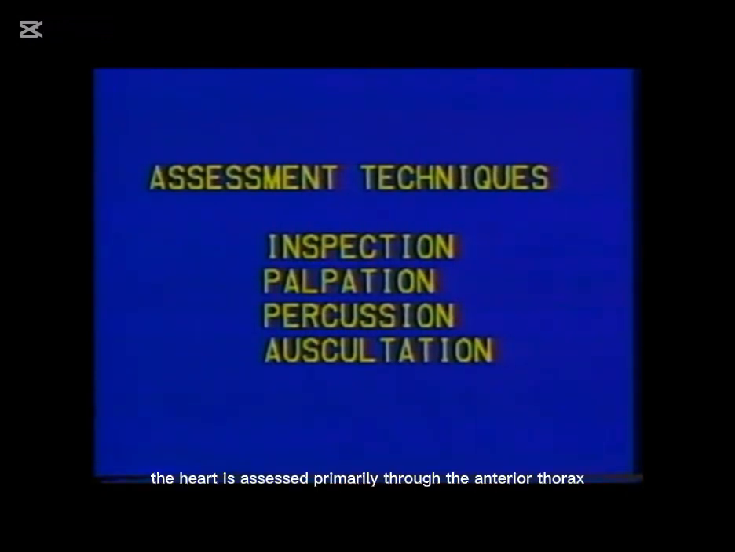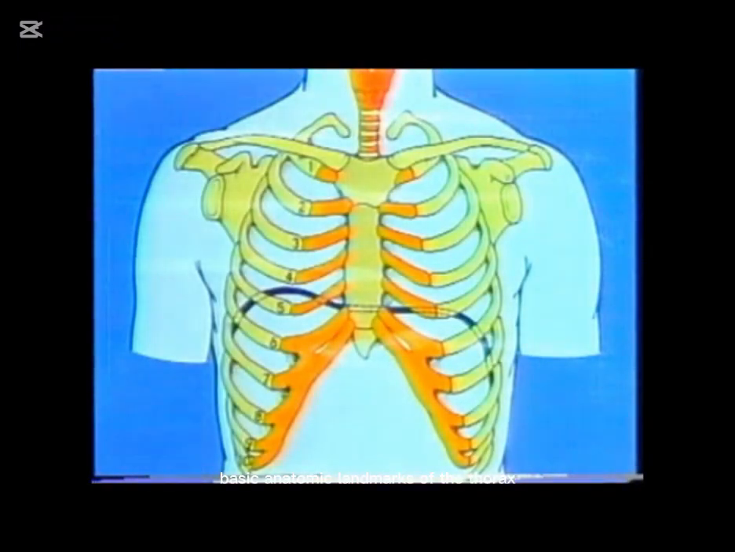The heart is assessed primarily through the anterior thorax. Basic anatomic landmarks of the thorax are helpful in identifying the underlying structures. Anterior landmarks include the left and right clavicles attached to the manubrium of the sternum. The suprasternal notch is located at the top of the manubrium.